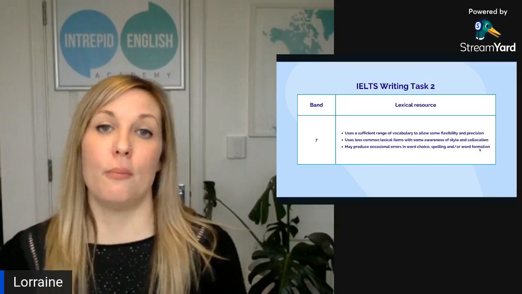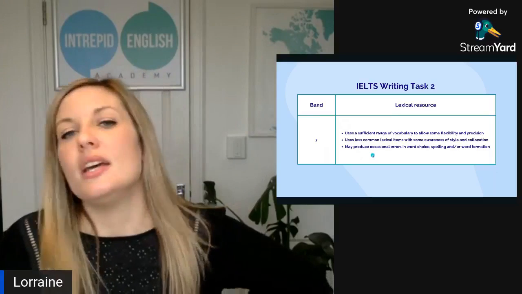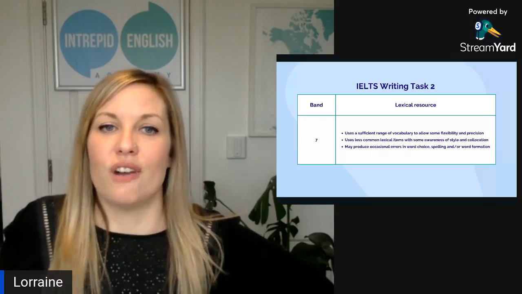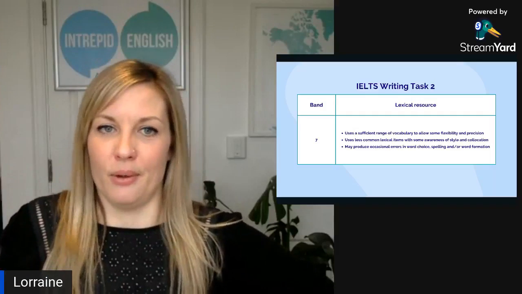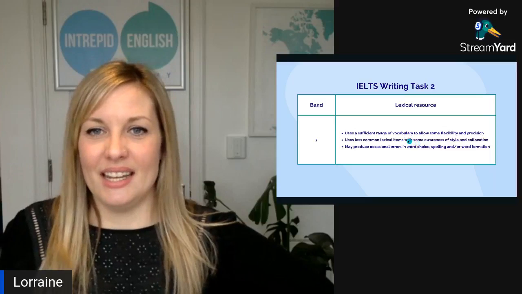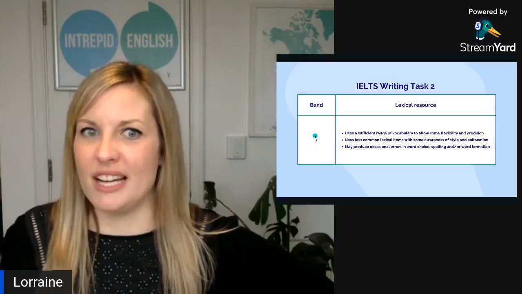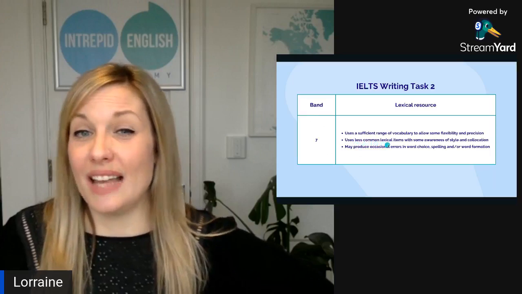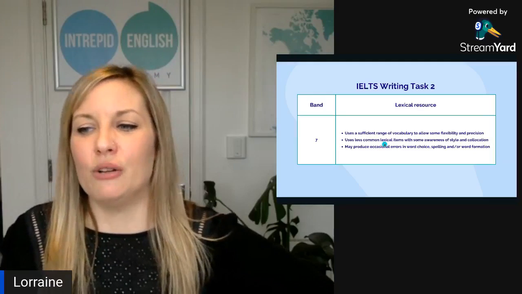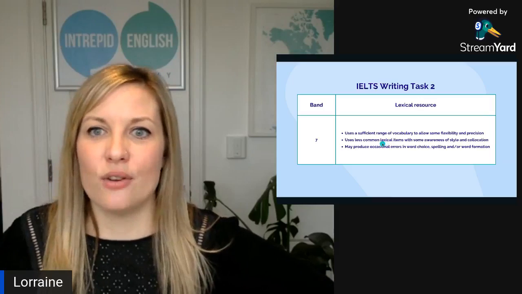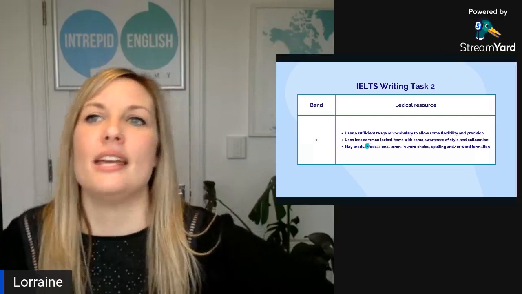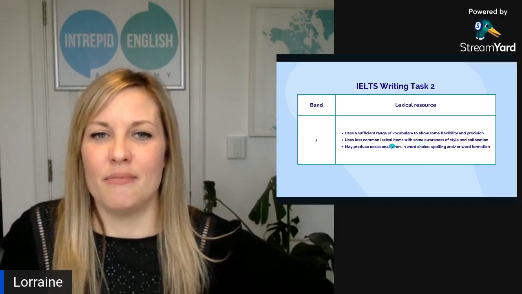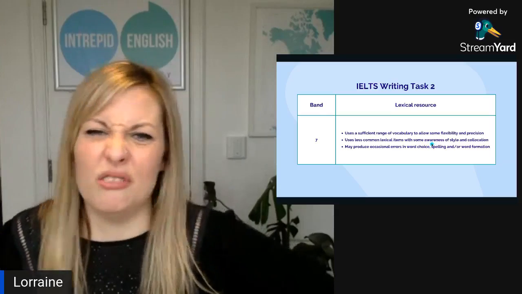The next marking criteria for band 7, these points must be satisfied. Lexical resource: using a sufficient range of vocabulary to allow some flexibility and precision. Try not to rely on the same phrases again and again. We want a variety of different phrases. At band 7, it's possible to use some really nice advanced vocabulary to boost your score. From time to time, try to use less common words. So rather than very or really, which is not going to impress the examiner, look at extremely or significantly, that kind of adverb instead. That's less common, slightly more advanced, and will impress the examiner more than using very or really.